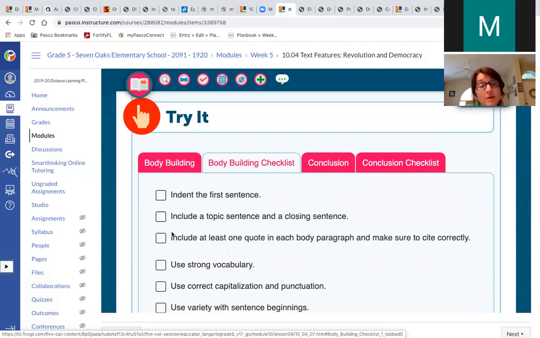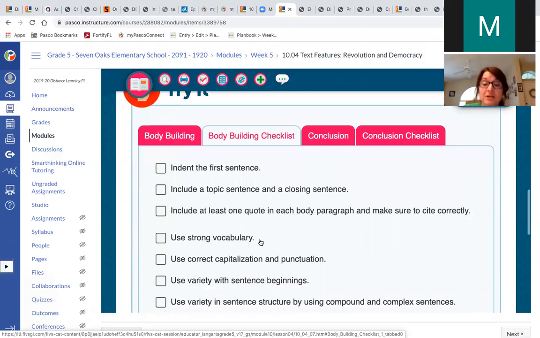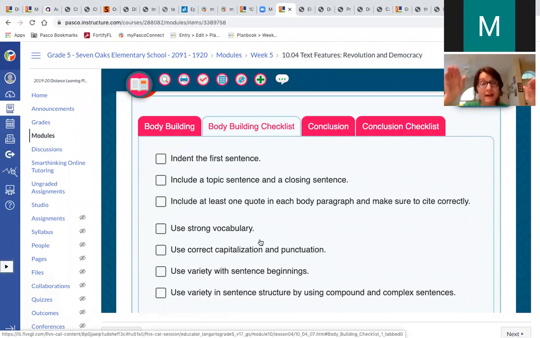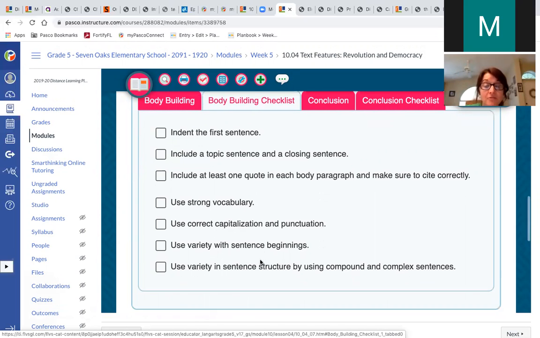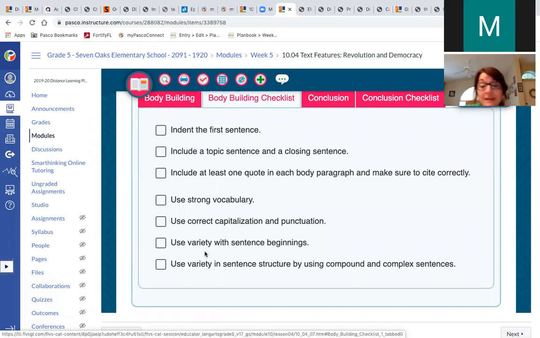All right, so as always, you indent the first sentence in a paragraph. You want to include a topic sentence and a closing sentence. Include at least one quote in each body paragraph. Make sure you cite correctly. So make sure you put those beginning quotes and end quotes around what is directly cited from the reading. Use strong vocabulary. Remember to use correct capitalization and punctuation. Use some variety with sentence beginnings and then a variety in sentence structure. And then remember those transition words. You guys have a list of transition words.